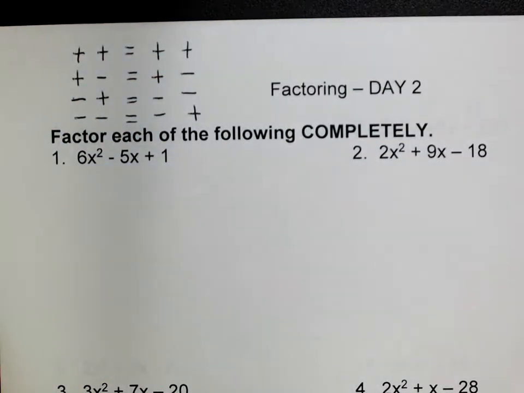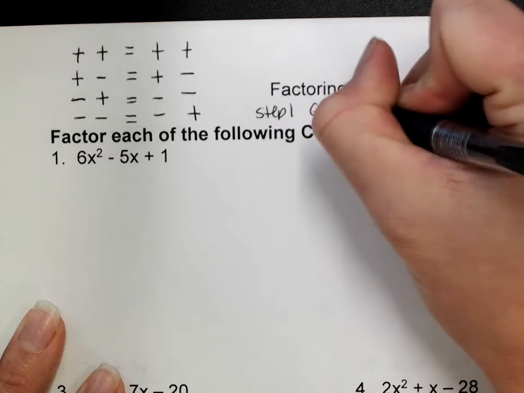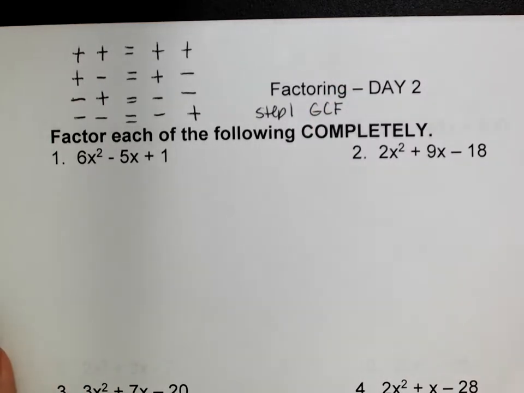Okay? So the little bit of difference here, again, step 1, I'm going to write this down. Step 1 is always check for a greatest common factor. So looking at question number 1, is there anything that divides into 6, 5, and 1? No, there's not.